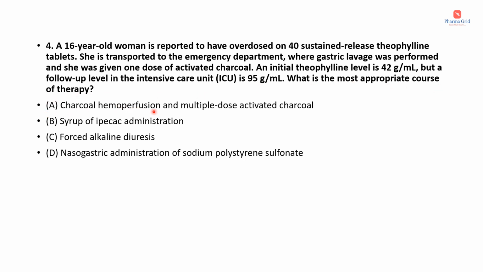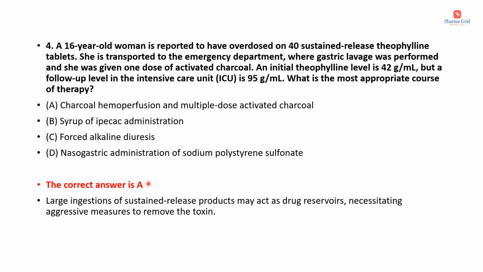Options are charcoal hemoperfusion and multiple dose activated charcoal, syrup of ipecac administration, forced alkaline diuresis, nasogastric administration of sodium polystyrene sulfonate. So here the answer is option A, that is charcoal hemoperfusion and multiple dose activated charcoal. Large ingestions of sustained release products may act as drug reservoirs, necessitating aggressive measures to remove the toxin. Hence, we have used this charcoal hemoperfusion and multiple dose activated charcoal as the appropriate course of therapy.